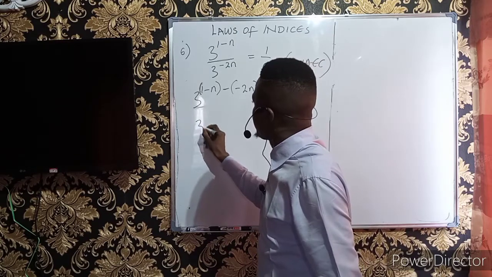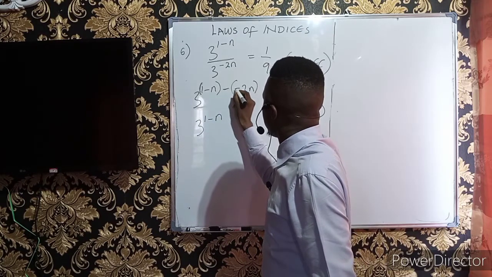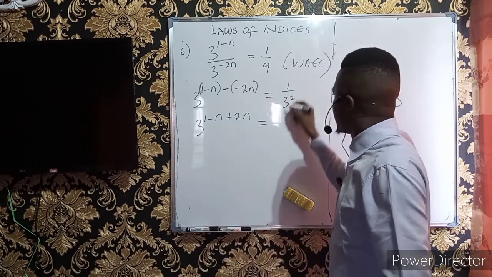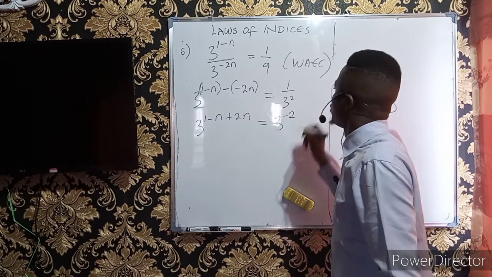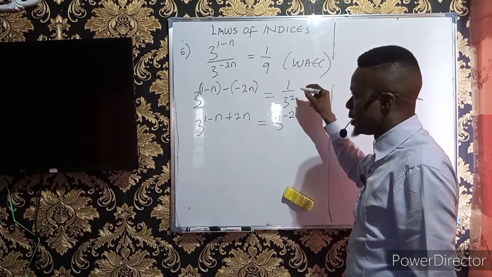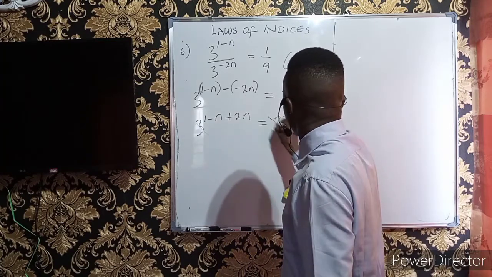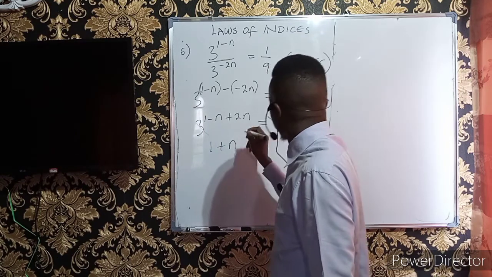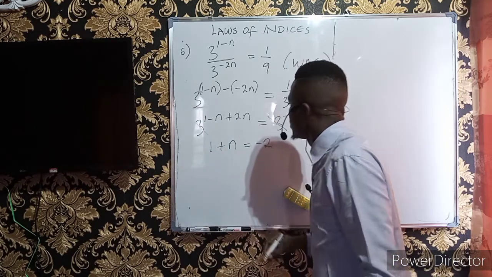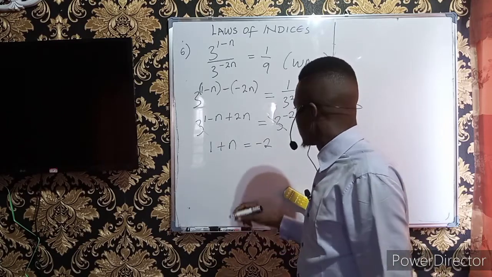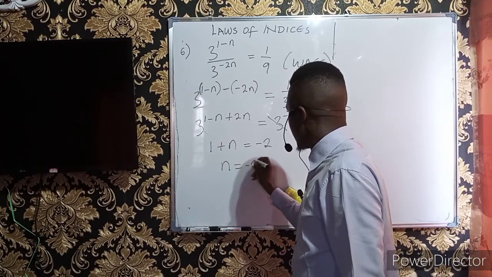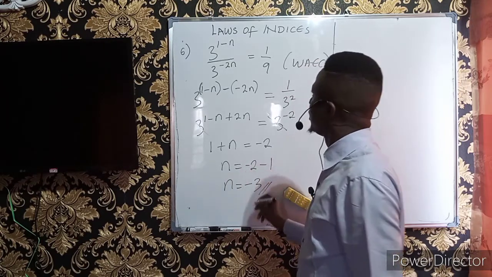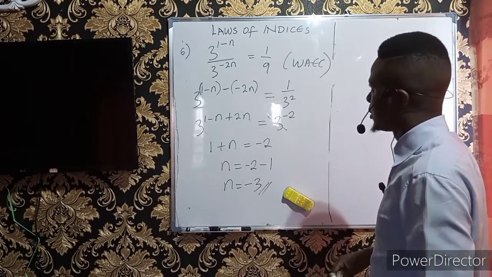Now simplifying this, I'll have 3 power of 1 minus n, minus minus will turn to plus 2n equals, from the laws of indices, this can be written as 3 power of minus 2, because it is a reciprocal of 1 over 9. Now this 3 will cancel this 3. We shall have 1 minus n plus 2n will just give me n equals minus 2. Now this 1 will cross over to the other side, it becomes minus. So therefore n equals minus 2 minus 1. And minus 2 minus 1 will just give us minus 3. So the value of n here is just minus 3.